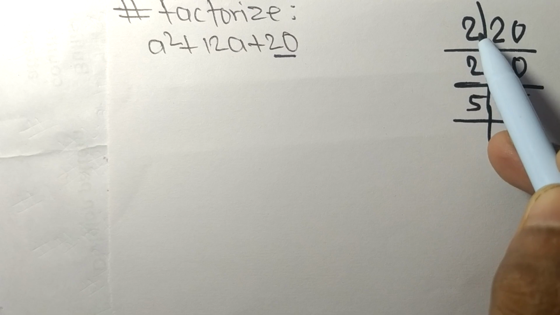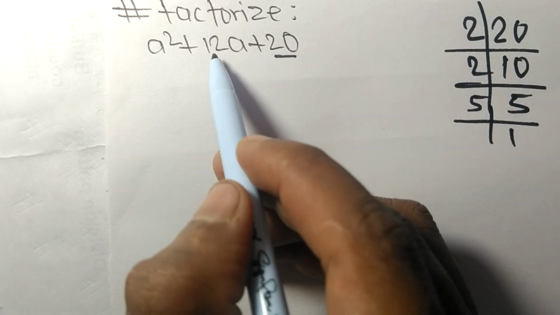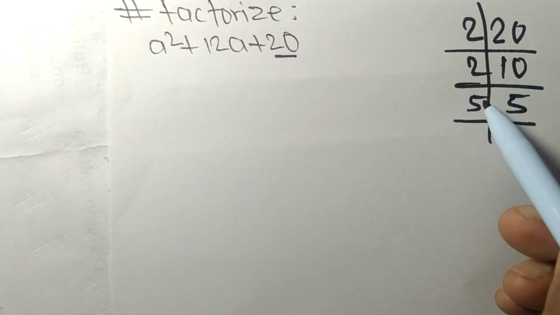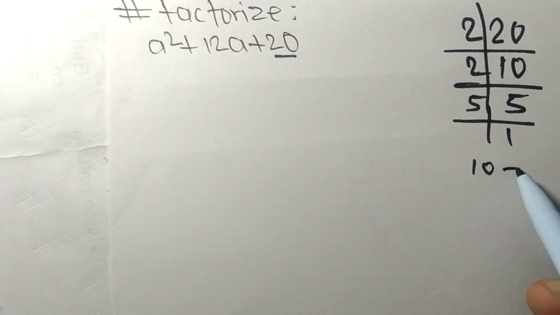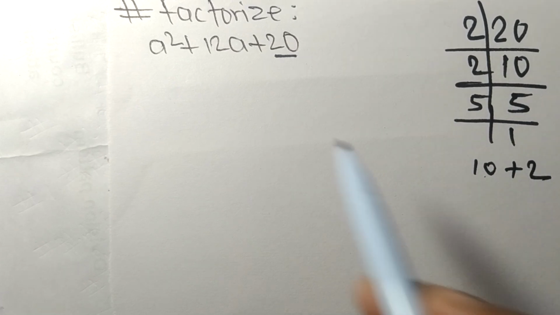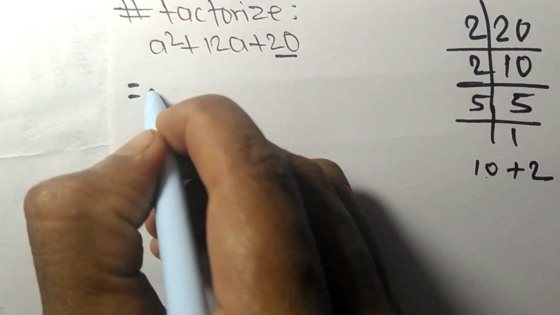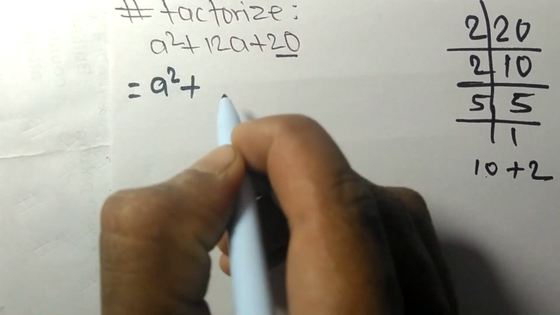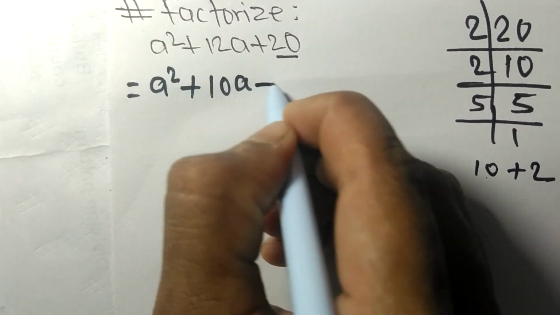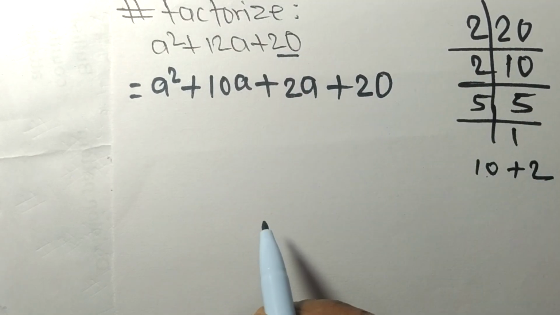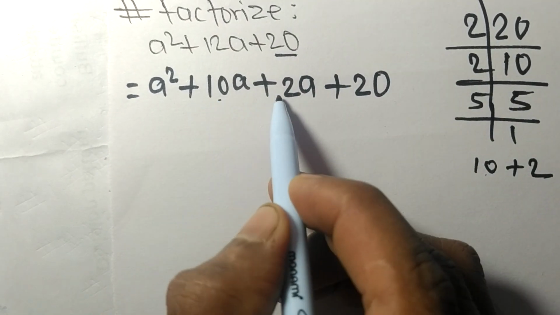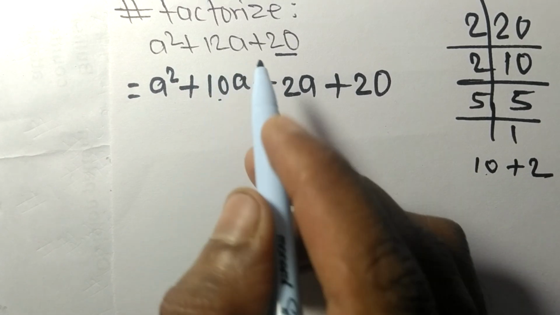So from these numbers we have to make the plus 12. So 5 times 2 means 10, and this remaining 2. So 10 plus 2 is 12. So it becomes a square plus 10a plus 2a plus 20. So 10a plus 2a means it is 12a.